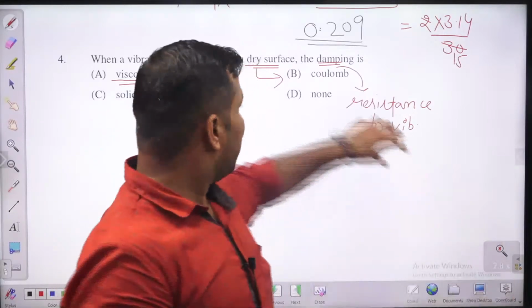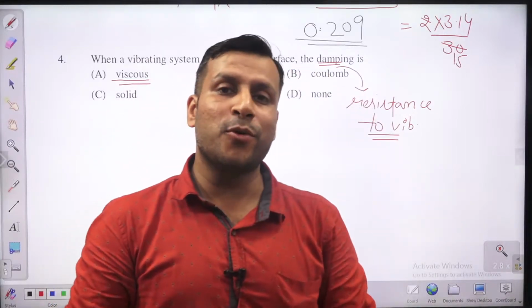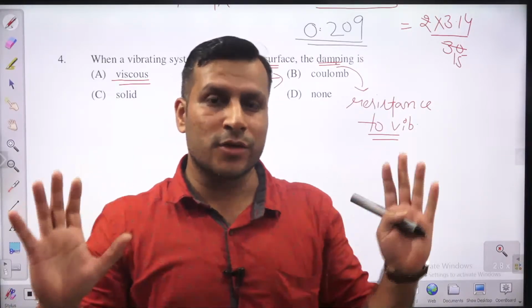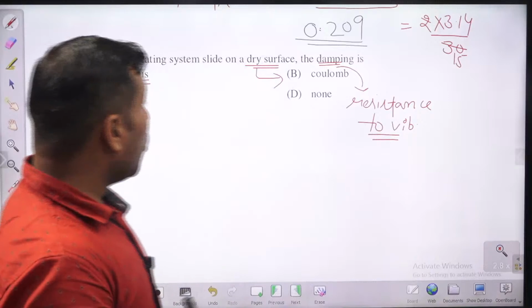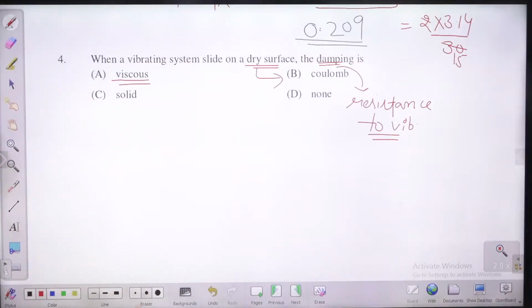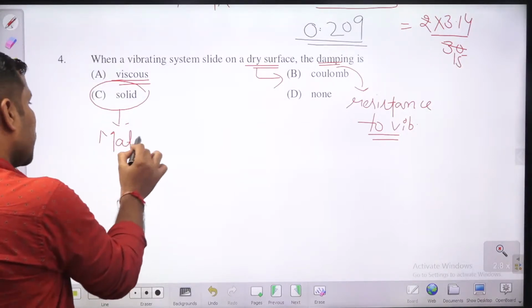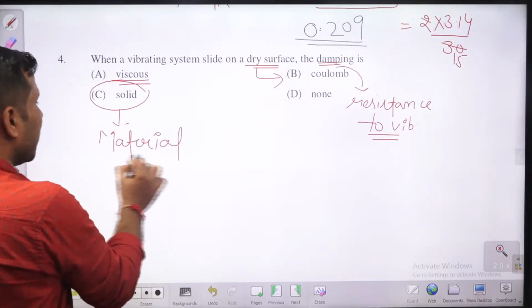Okay, and guys, there is a very important thing which you need to remember about Coulomb damping. In Coulomb damping, the frictional force, the resisting force, is going to remain the same. Its magnitude remains the same. Solid, or this is also known as material damping. Solid or material damping, this is another way of damping.